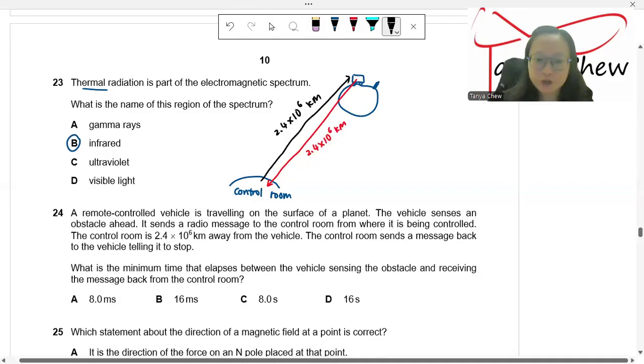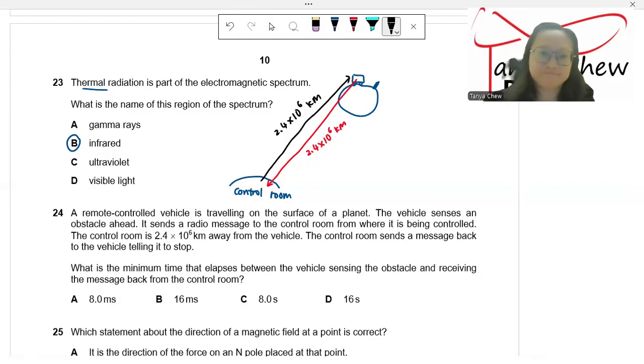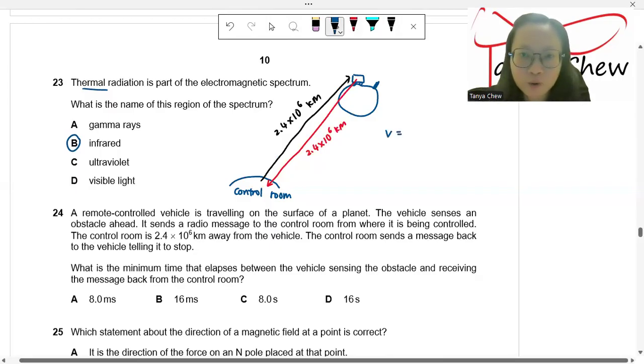Right, telling it to stop. What is the minimum time? Right, the vehicle sensing the obstacle and receiving the message back. I am going to use a simple equation, which is V is equal to 2 times the distance divided by time, because the distance traveled by the signal must be to and fro, right?